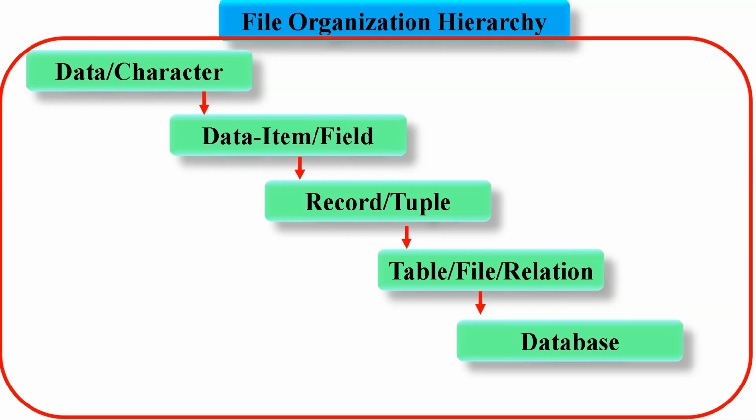Let's see an example. A school database is a comprehensive system used to manage and organize information related to educational institutions. It typically includes information about students, teachers, courses, grades, attendance, and more. The data is arranged inside a database as per the file organization hierarchy as shown here: data/character, data item/field, record/tuple, table/file/relation, database. Let's see one by one in detail.